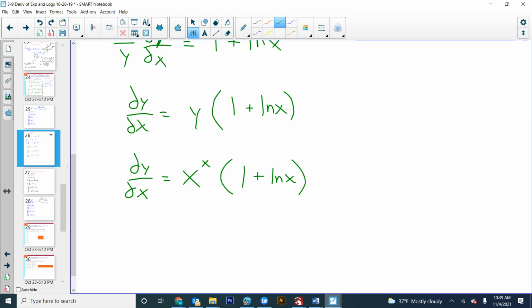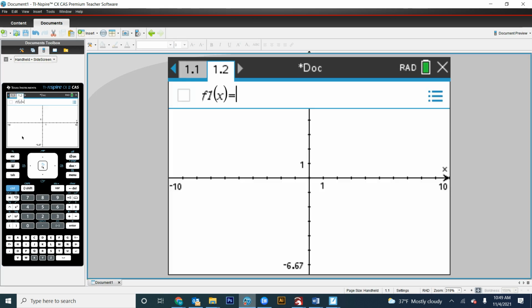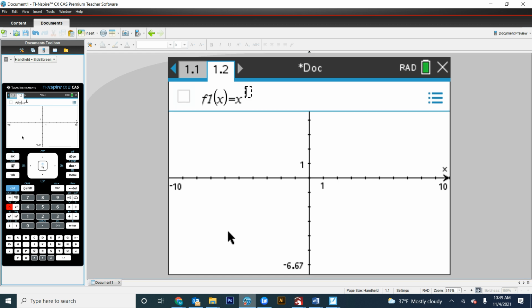Is that what you got? Yep. Not so bad, right? I'm curious to see what x to the x looks like. Are you guys curious? Oh yeah? You think so? Before I hit enter. Put some money on it.